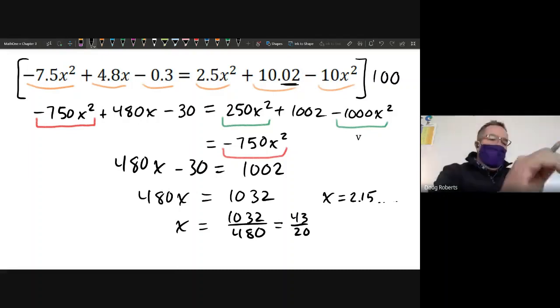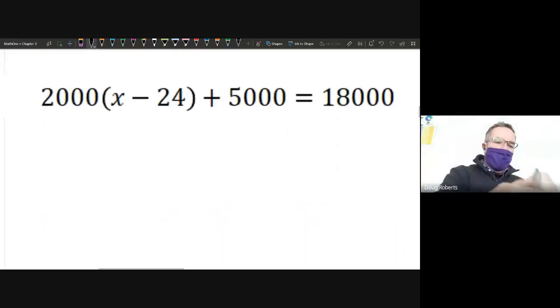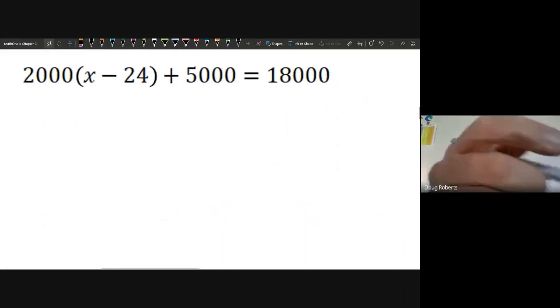All right, so this one was not in our notes, but we're going to move on. And we are now going to look at this. If you could please jot this down into your notes.